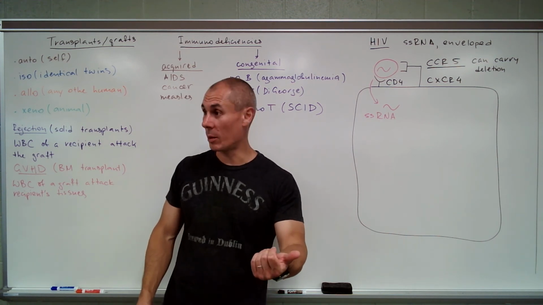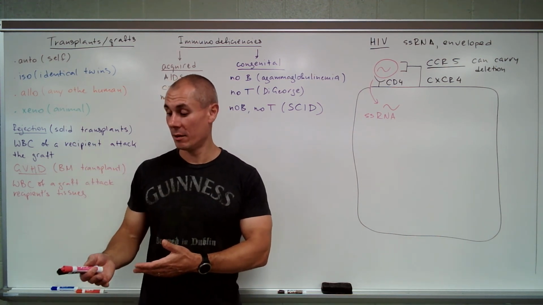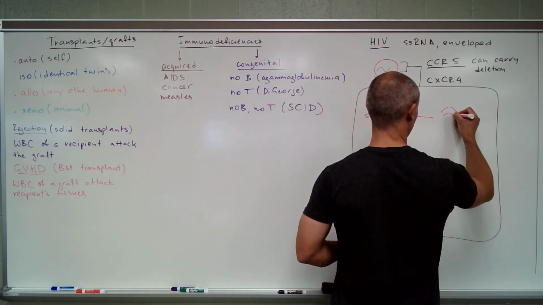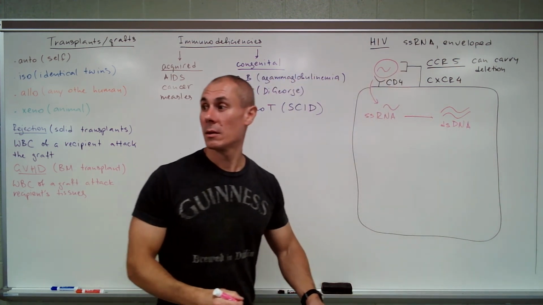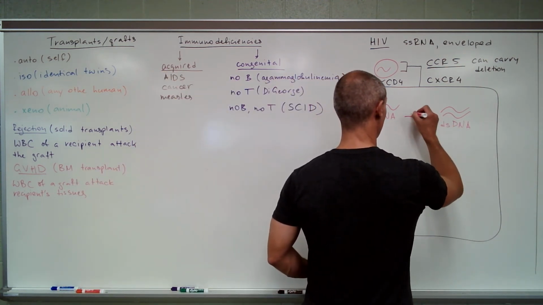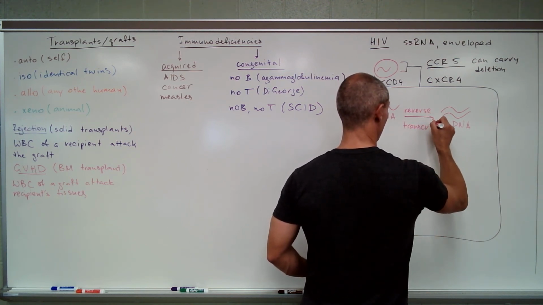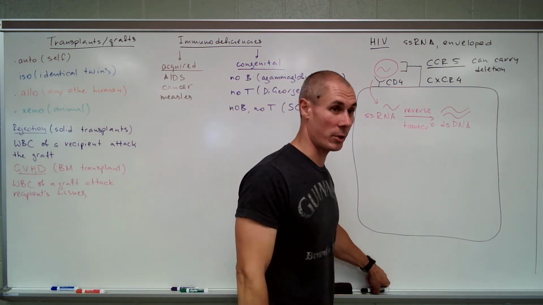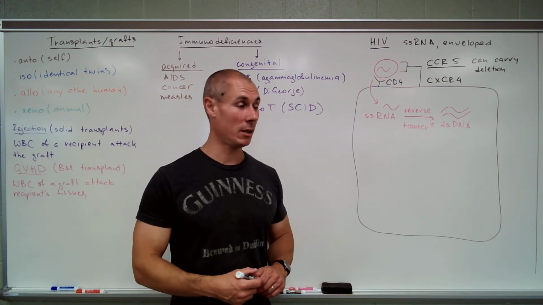Now imagine you take this step and run it backwards. So you take single-stranded RNA and use it as a template to produce double-stranded DNA. Does that make sense, that statement? So this process is called reverse transcription. And not surprisingly, the protein that facilitates it is called reverse transcriptase. Often the acronym is used for it, RT.